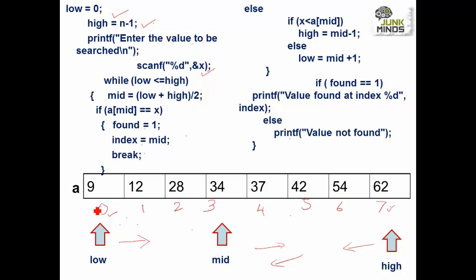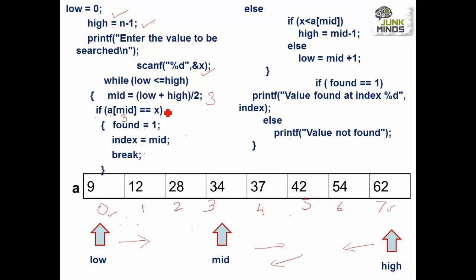Now in our example, if low is 0 and high is 7, 0 plus 7 is 7, 7 div 2, the quotient comes out to be 3. So we've placed this mid at 3 here. Now we'll check if the value at mid is the value that we are looking for. If this condition becomes true, I'll change found to 1 to indicate that the value has been found. Whatever is the value of mid, that is the index where I found the value, I will record this in this variable index, and break, as you all know, will always terminate the loop that contains it.